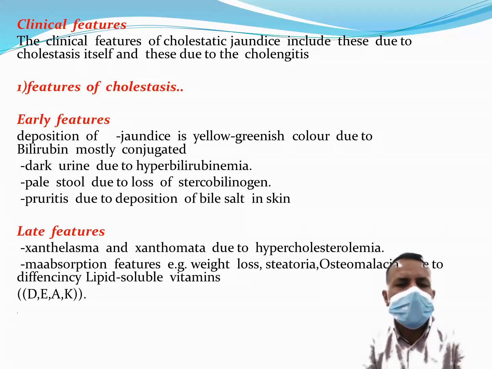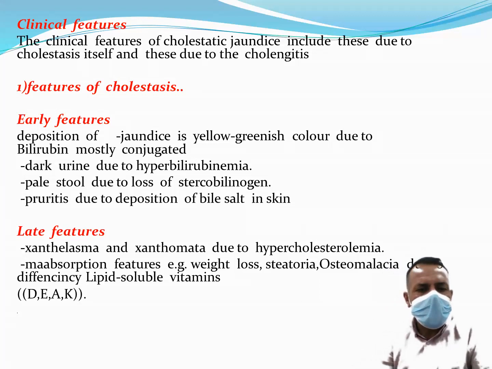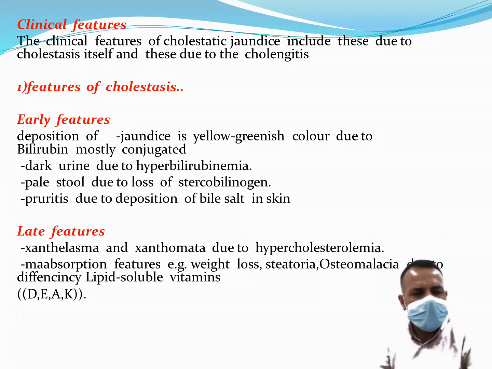So there is a yellowish to greenish color of the sclera. There is dark colored urine, pale stool, and pruritus due to bile salt in the skin. This is the early feature. The late feature is deficiency of the lipid-soluble vitamins, for example, vitamin D, E, A, K.